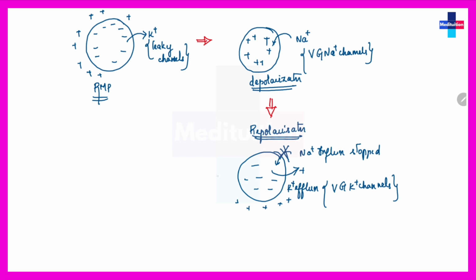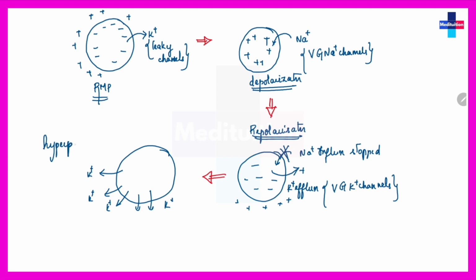Once they are making even more potassium come out, for example, now too much potassium is coming out, so it becomes more positive outside. So whenever there is too much potassium efflux, that condition is called hyperpolarization. Hyperpolarization. This is also important. And once the potassium efflux is stopped, then again sodium influx will be there. This is a cycle of depolarization and repolarization when the leaky channels of potassium make potassium efflux.